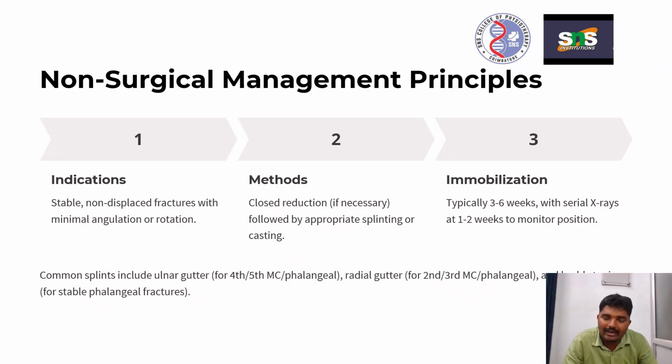Common splints include the ulnar gutter splint for 4th and 5th metacarpal and phalangeal fractures, and the radial gutter splint for 2nd and 3rd metacarpal and phalangeal fractures, and stable phalangeal fractures.